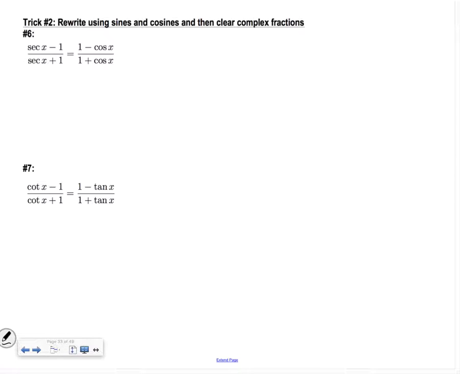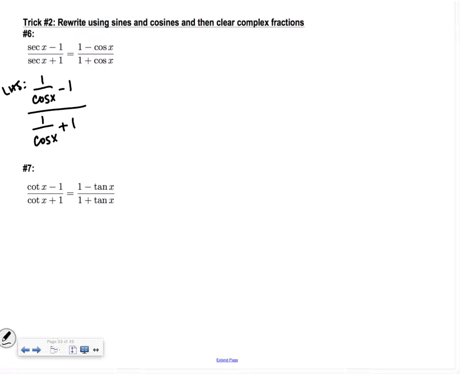It says rewrite using sines and cosines and then clear complex fractions. So it's going to be a little bit complicated. But when we see these 1 plus cosine of x, there's actually another trick that we're going to do as well. So I'll teach that. I think trick number 3 is like that. So if I have secant of x minus 1 over secant of x plus 1, I'm going to rewrite. I'm going to say that left-hand side is really 1 over cosine of x minus 1 all over 1 over cosine of x plus 1.